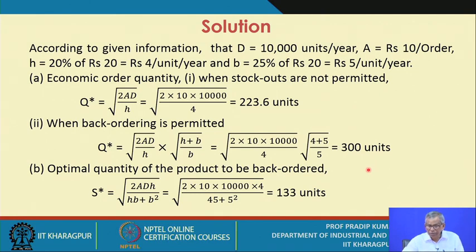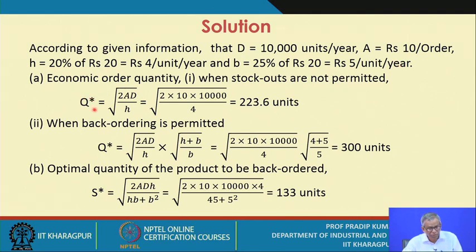So you have all these data: the D, A, H, then B. Okay. So this is in percentage, 20% of 20. That means ₹4 per unit per year. This is 25% of ₹20. That means ₹5 per unit per year. Is it okay? In absolute terms.